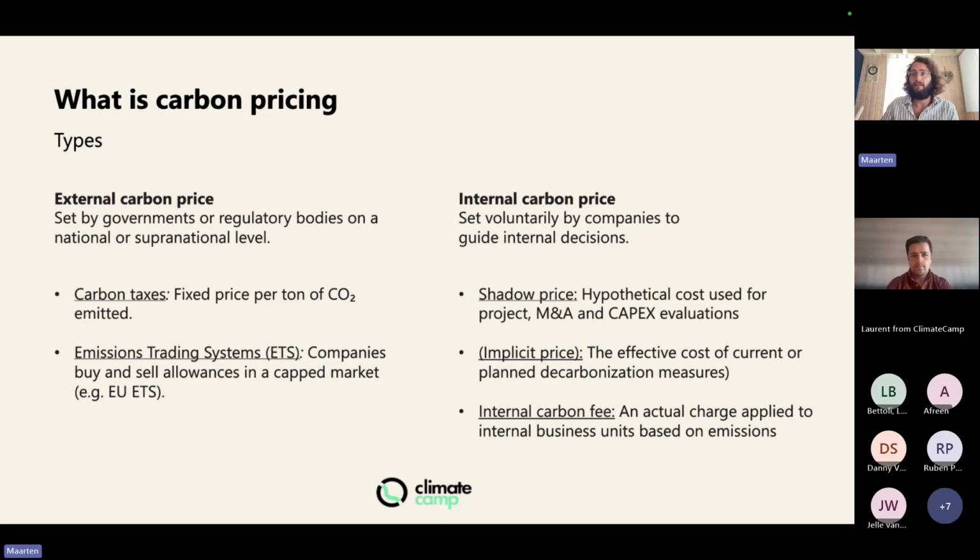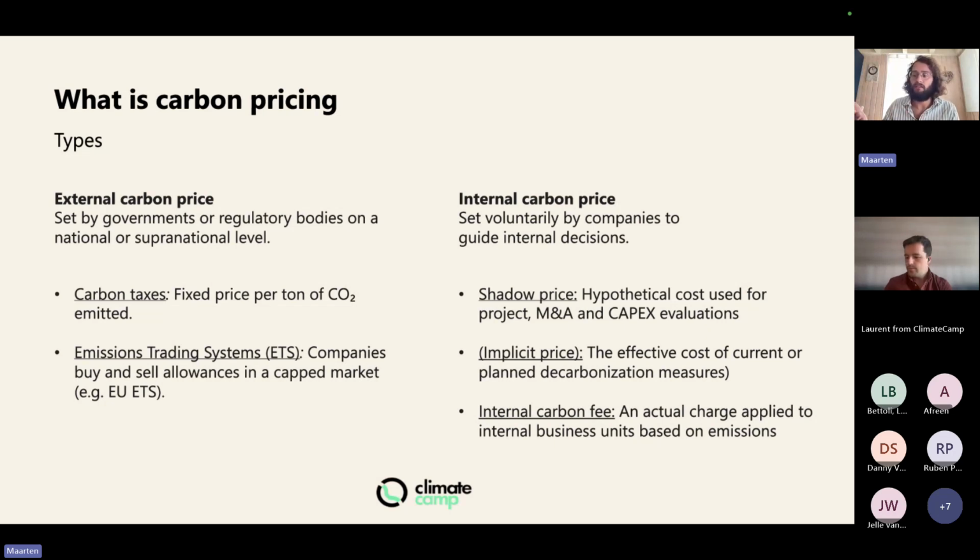In the external carbon price, we have two main subdivisions: carbon taxes, which are levied at a fixed price per ton of CO2 emitted and are applied to certain sectors or at certain intervals. We also have the emission trading system, which is very well known, I think, for people on the call who are in Europe. The EU ETS, for example, is a very well-known system for carbon pricing, where there is a market for buying and selling allowances in a capped market, which means there is a certain amount of CO2 emissions which can be generated in a market, and it has a fixed cost associated with it. These allowances are then bought and shared between companies.